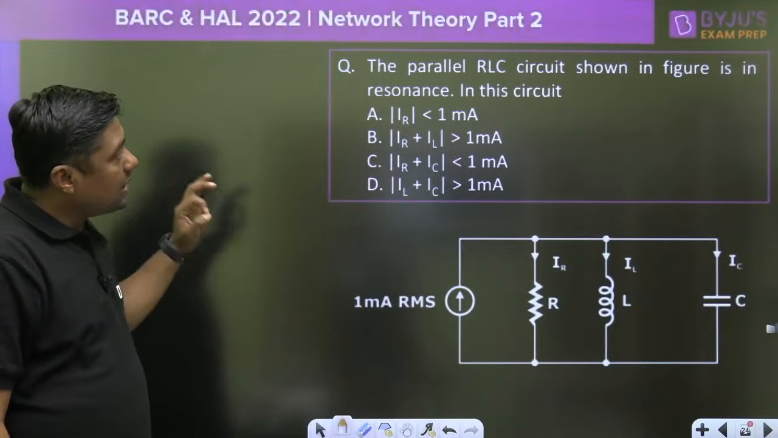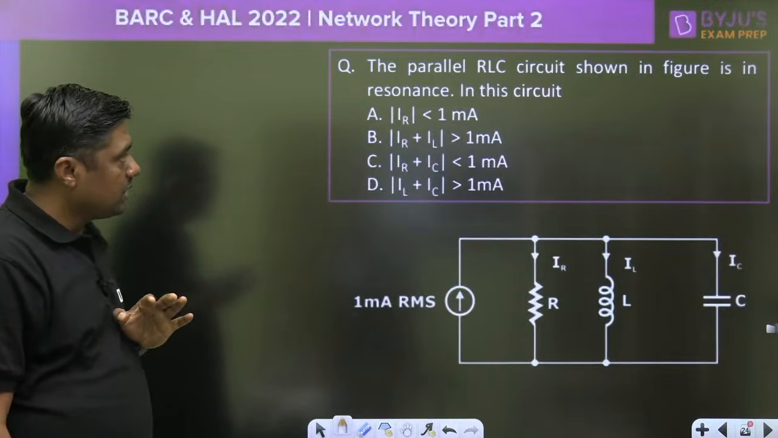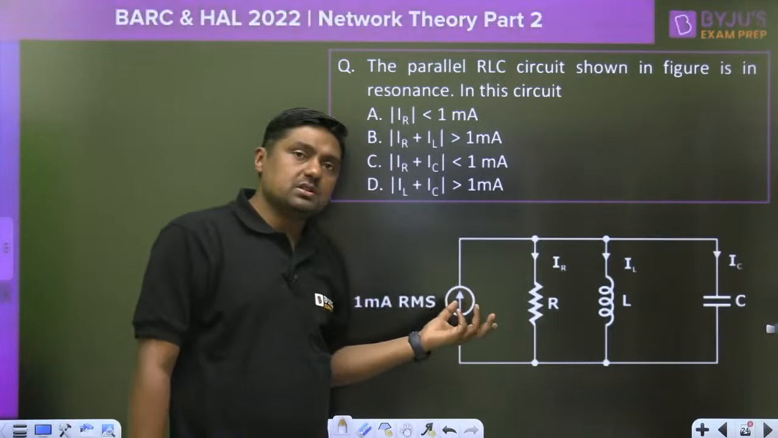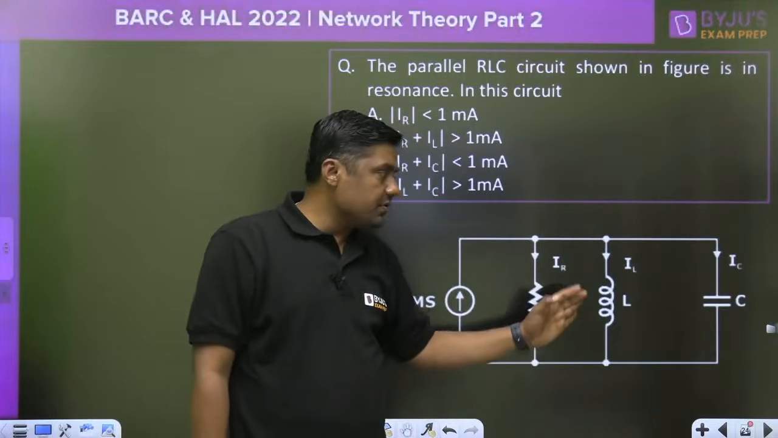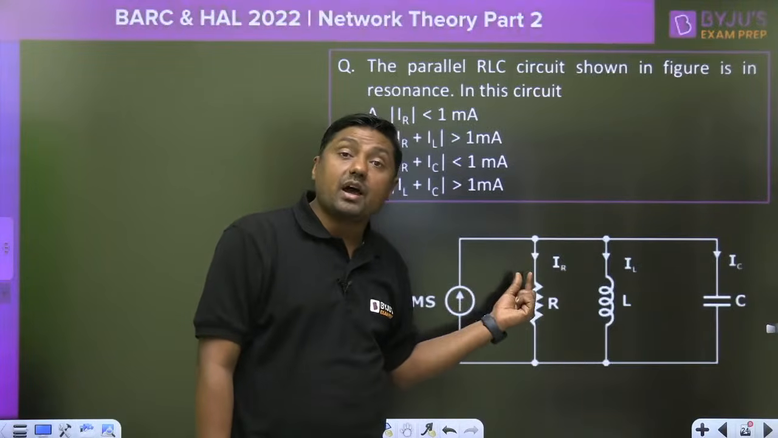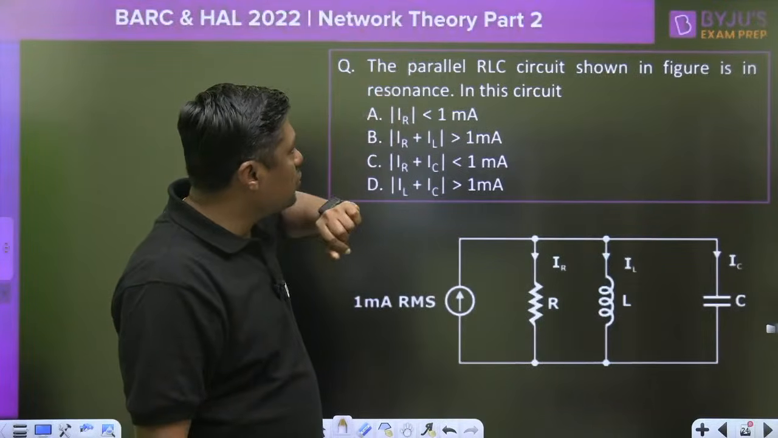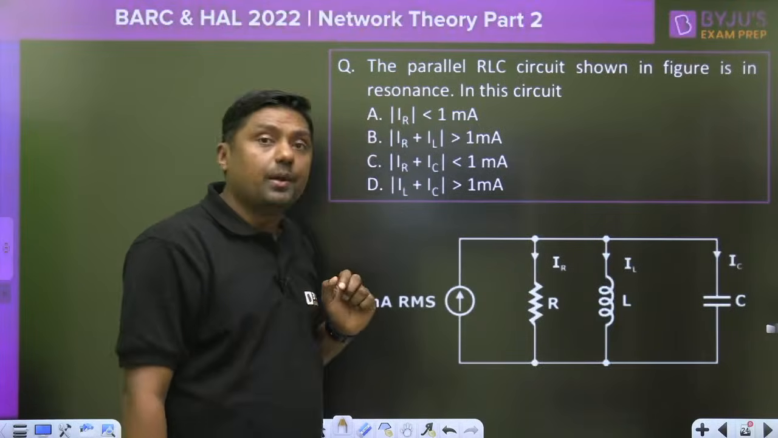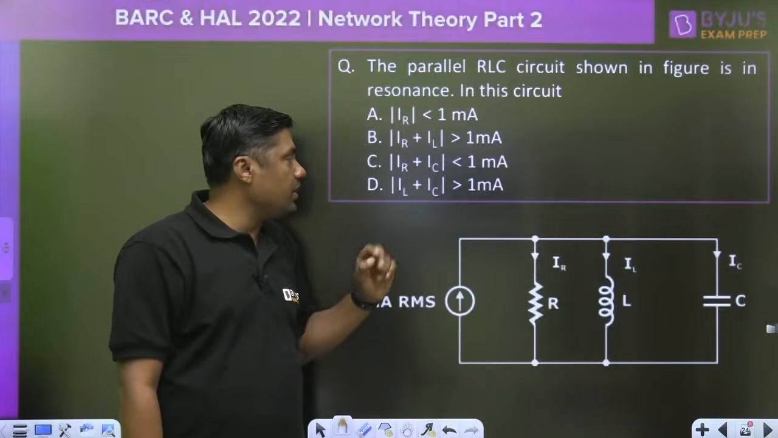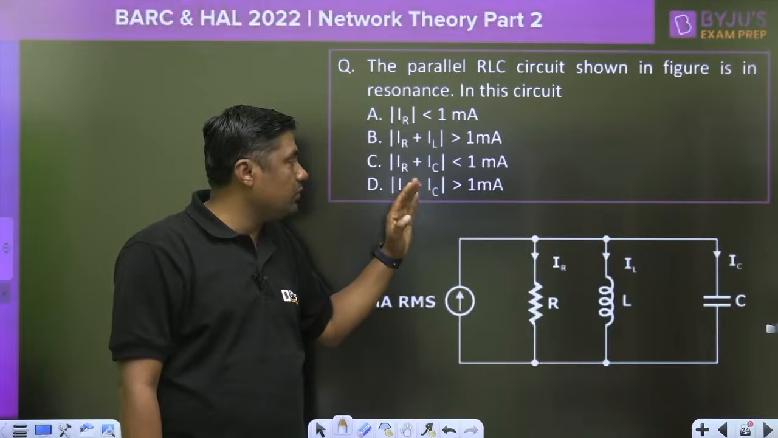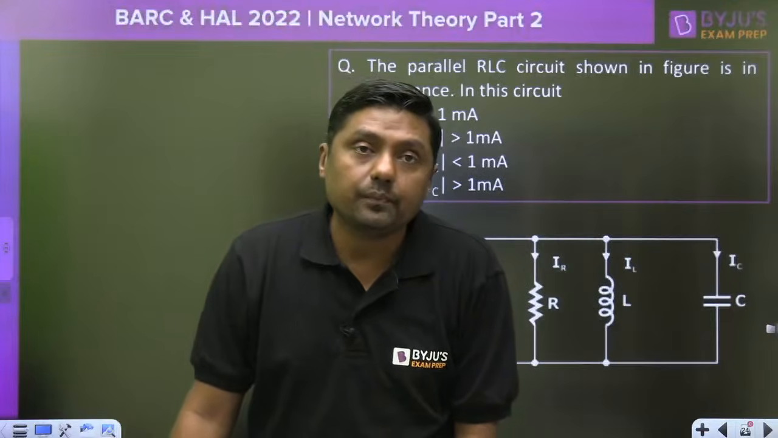Now, parallel RLC circuit shown in the figure is in resonance. This circuit is in resonance. This is a 1 milliampere. It is the RMS value. R is given, L is given, C is given. Current through the resistor is given IR, IL and IC. What is the relation? IR less than 1 milliampere. IR plus IL greater than 1 milliampere. IR plus IC less than 1 milliampere. IL plus IC greater than 1 milliampere. That is the magnitude of these two currents is greater than 1 milliampere. Now, which one is the correct one?